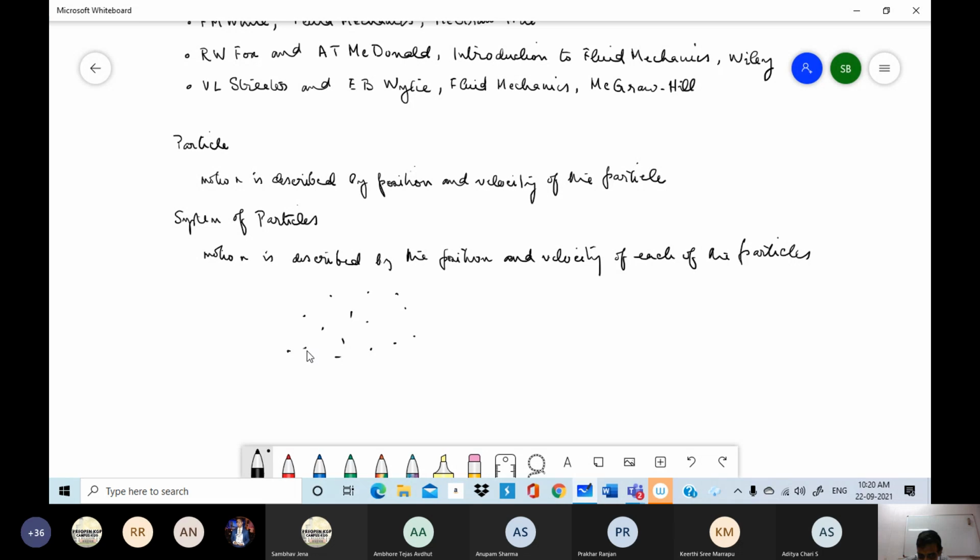Now, since the force acting on this particle depends on the position of this particle as well as this, it's a coupled system. So it's a system of coupled ordinary differential equations. But even if you cannot get an analytical solution, you can always integrate it numerically and calculate the position and velocity at all future instants of time. So the motion of the system of particles is described by the position and velocity of each of the particles.